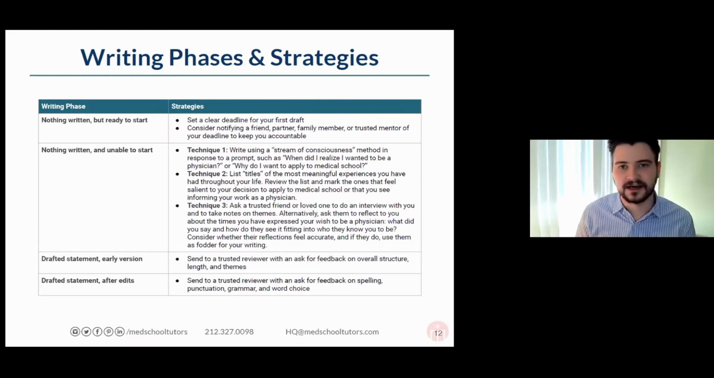So just pick a time that you think is realistic to have something drafted or outlined. And then it can go a really long way to have someone who's going to keep you accountable to that deadline. Deadlines we set for ourselves tend to get pushed down the road a little bit. So think about notifying a friend, a partner, a family member, someone who you trust as a mentor of the deadline you've set for yourself and ask them to help keep you accountable.